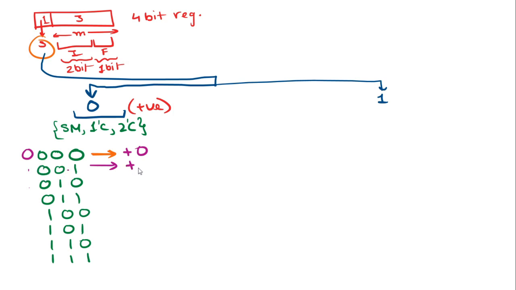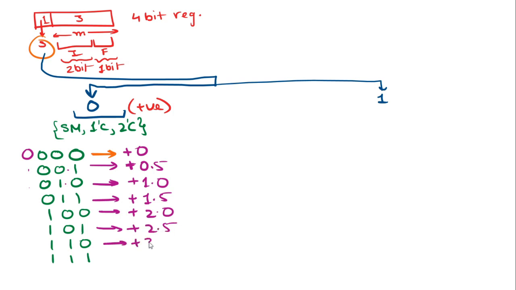0, 0.5. You can check it out, you can just convert from binary to decimal. I'm writing it directly here. So this is 1.0, plus 1.5, plus 2.0, plus 2.5, plus 3.0, plus 3.5. So the biggest number in the positive direction that can be represented is plus 3.5 in a 4-bit register. Now this is common to all 3 representations: sign magnitude, 1's complement, 2's complement.